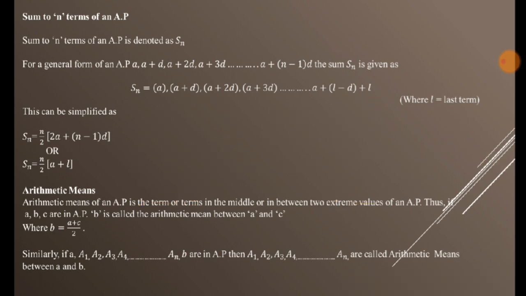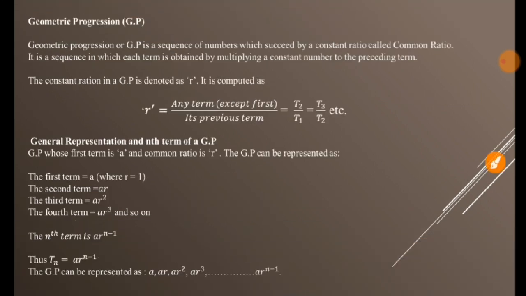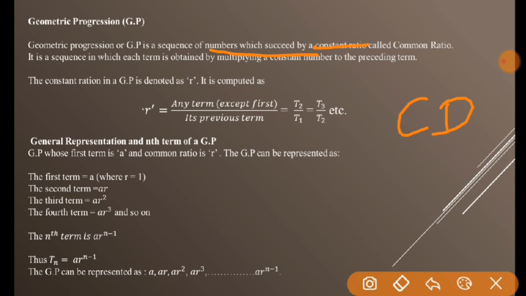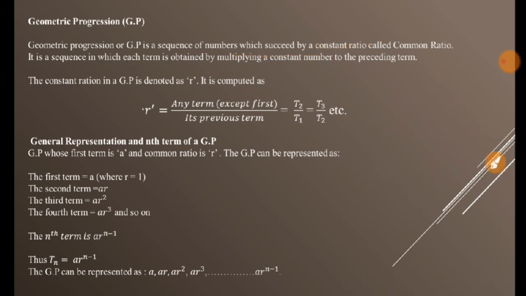We'll take up the next concept in the chapter, that is geometric progression. Geometric progression is a sequence of numbers which is succeeded by a constant ratio. In arithmetic progression we spoke about common difference. So in this we are talking about constant ratio. What is this constant ratio? You have to know what is constant ratio, right? The constant ratio is called the common ratio.